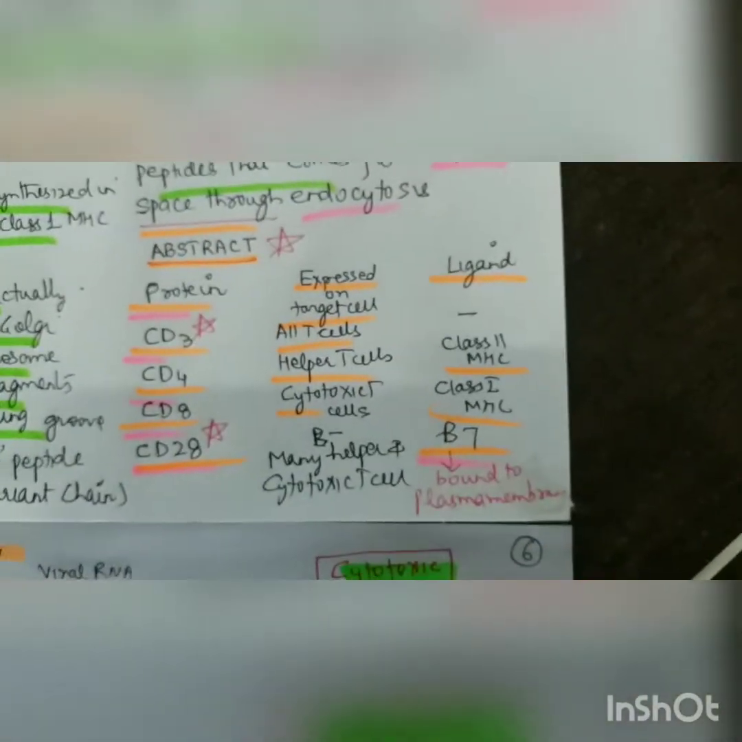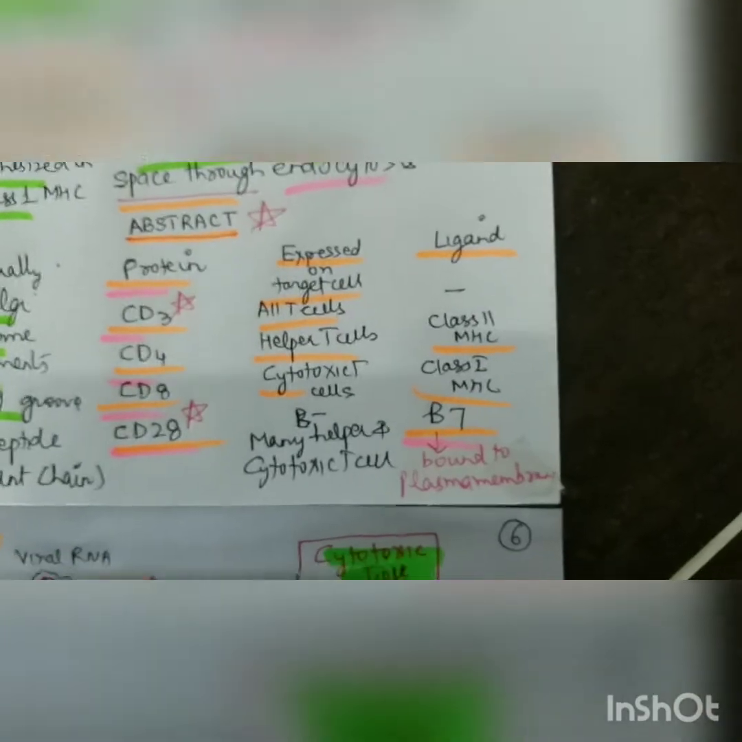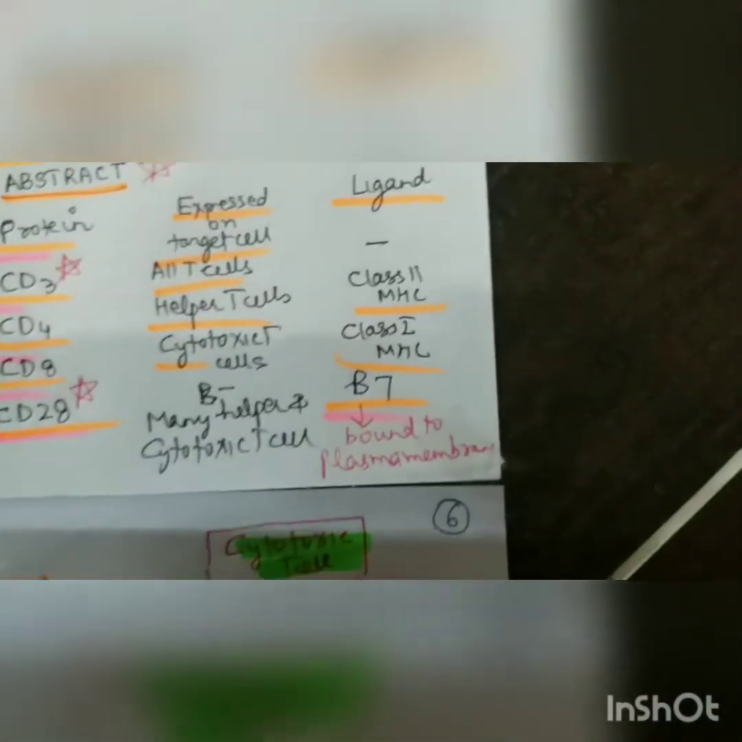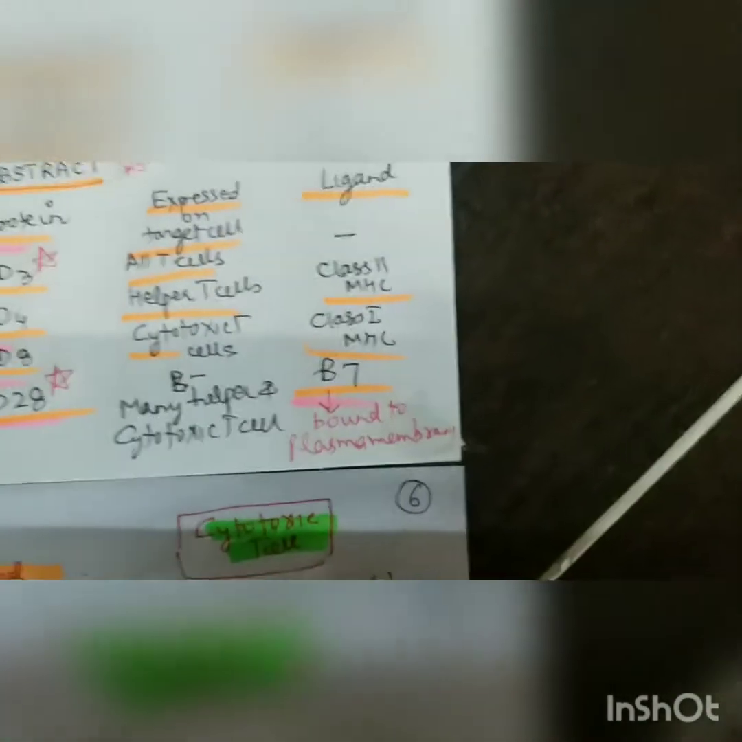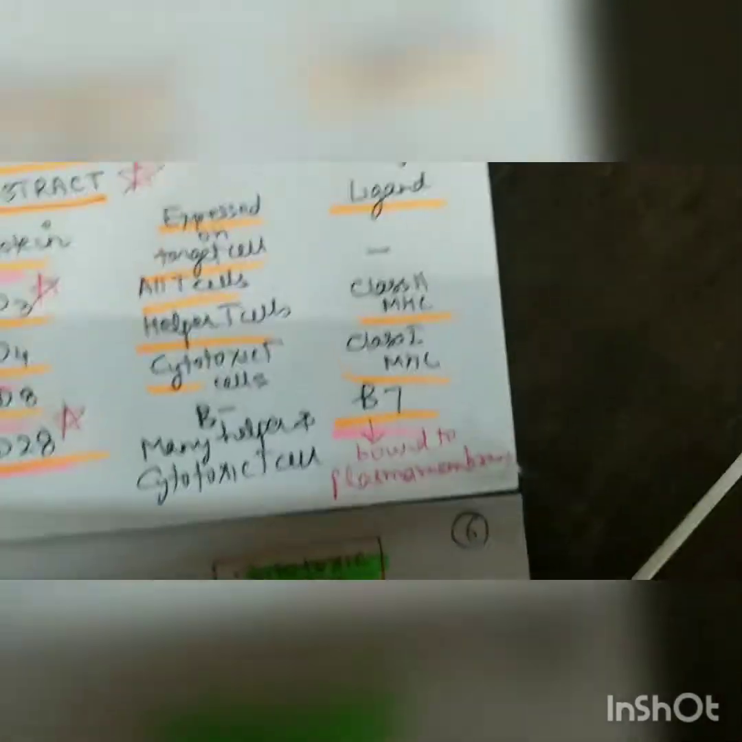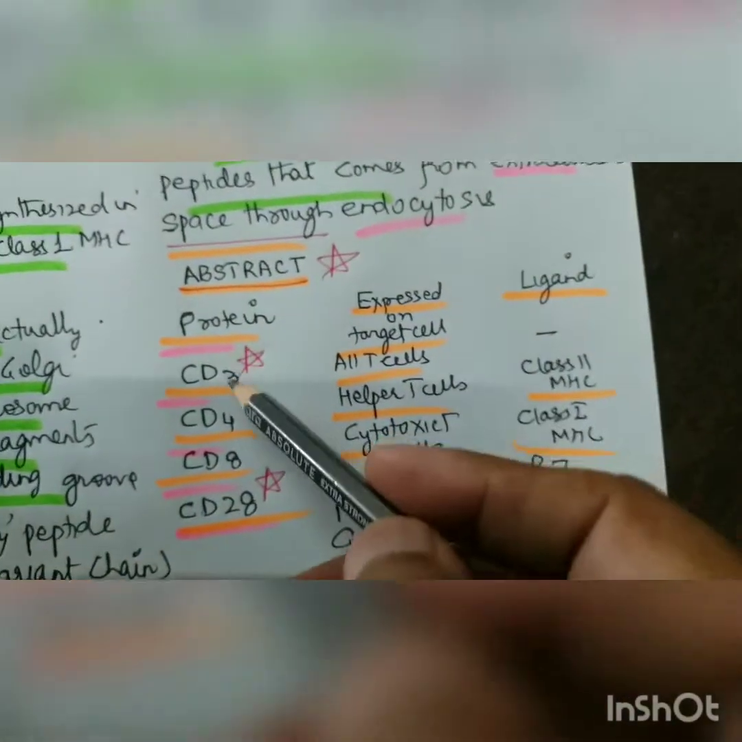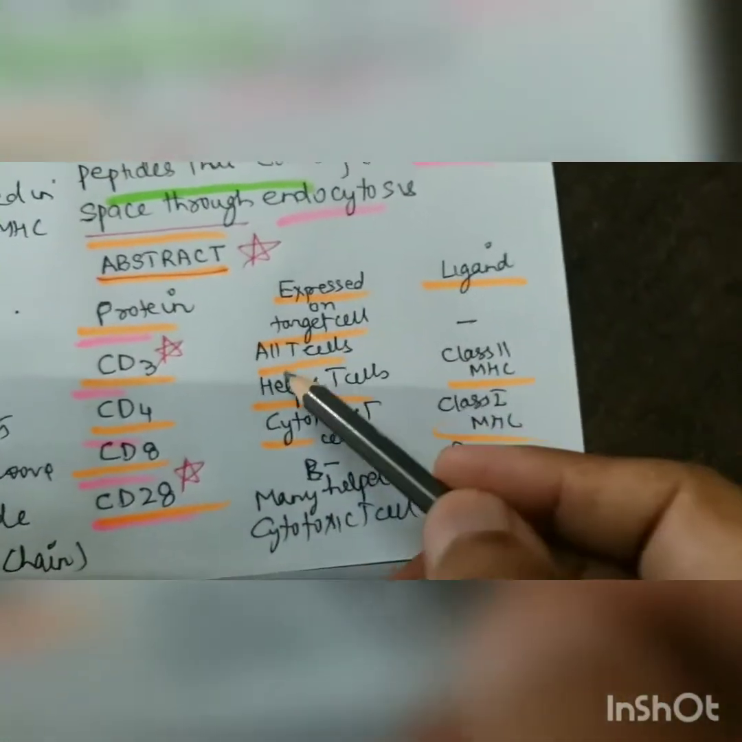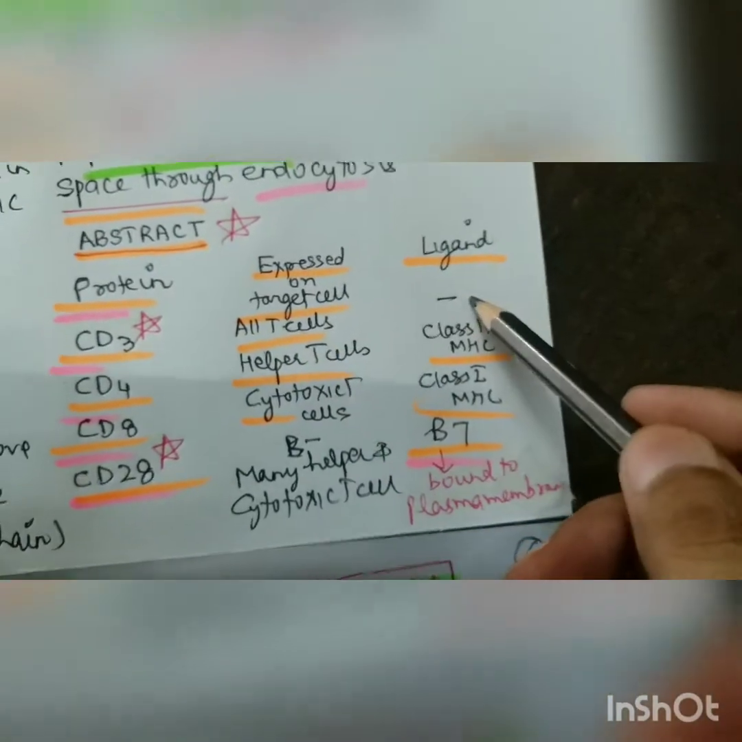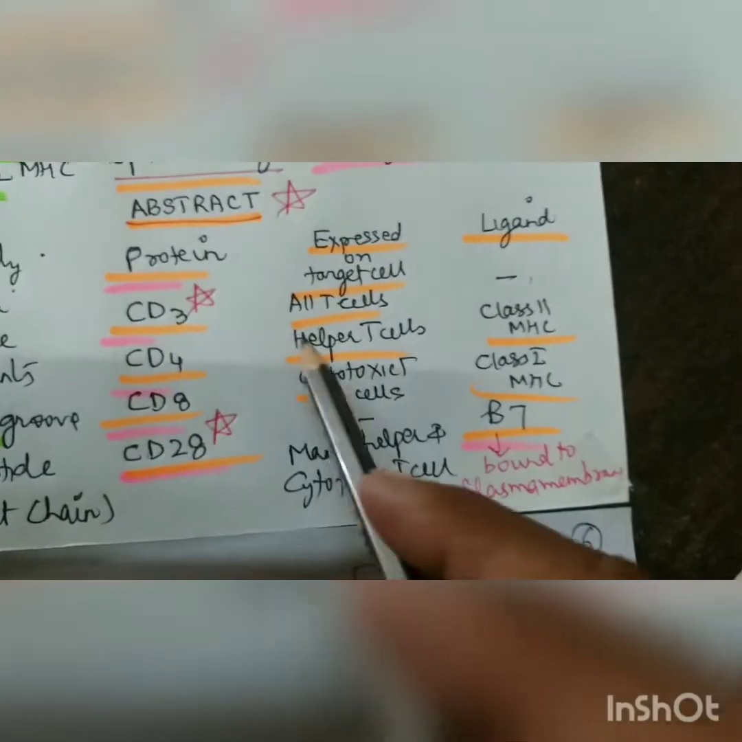I just did the 3 categories, and I already revised for you yesterday the Svedberg coefficient. So all the antibodies have 6 to 11S, except the IgM, which has 19S. Here are 3 factor proteins. First is CD3, expressed on target cells, which is all T cells, and the ligand is no ligand here, whereas CD4 is the helper.